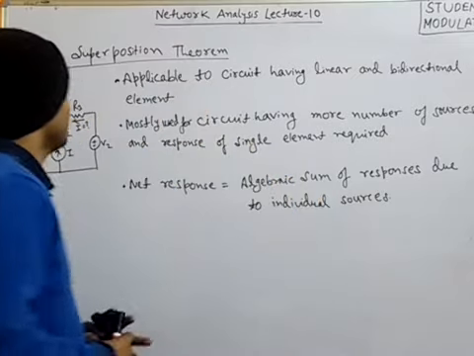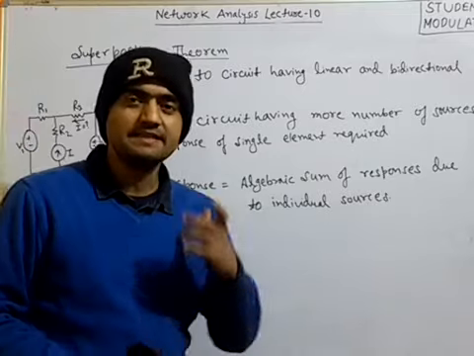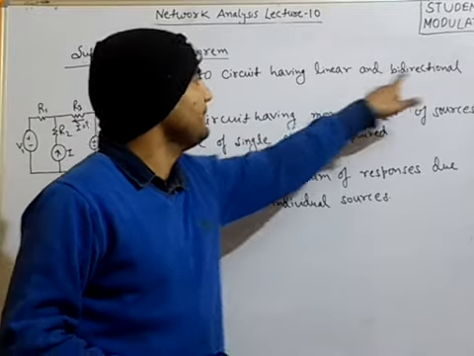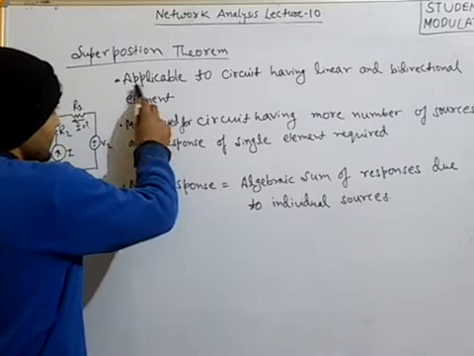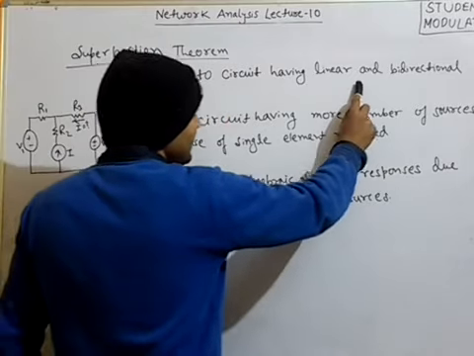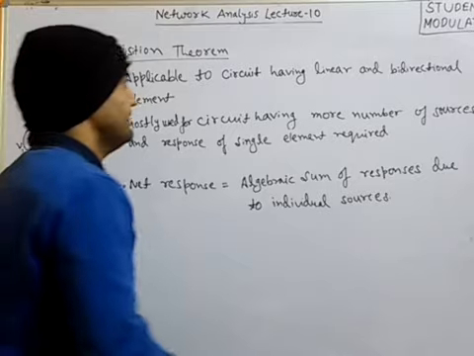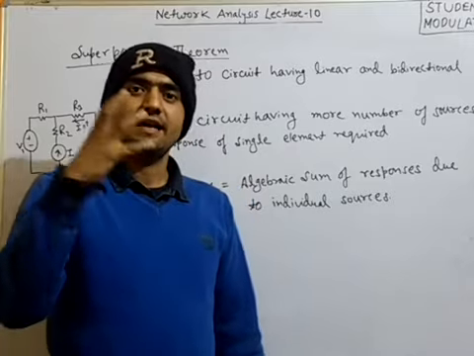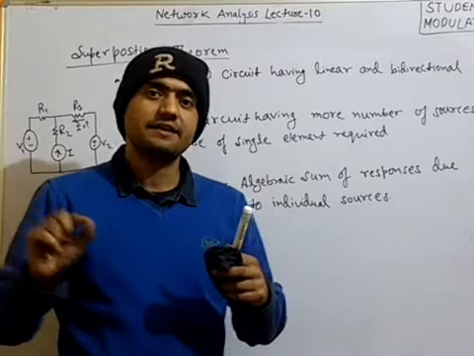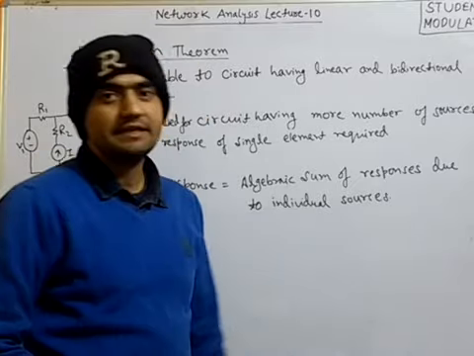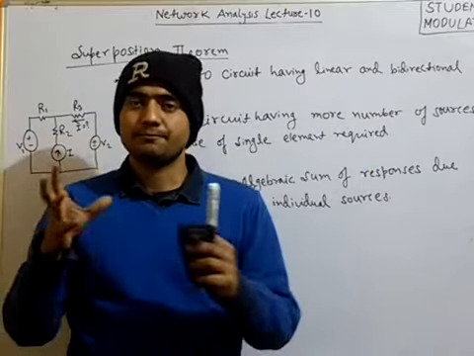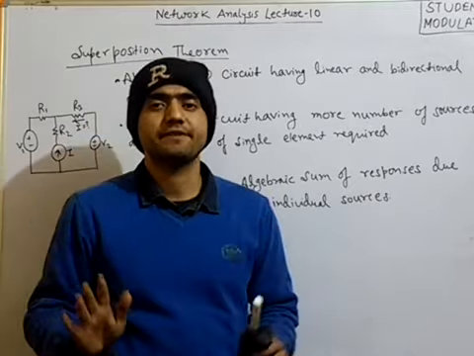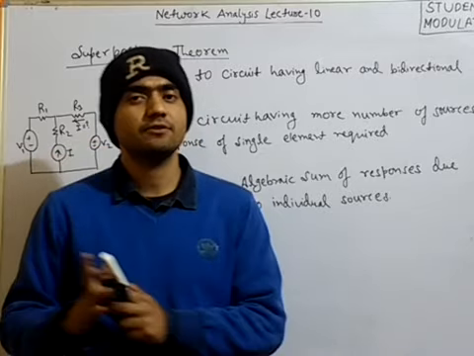The theorem is applicable to only those circuits that have linear and bidirectional elements. We are already familiar with these terms. A linear element is an element having a linear voltage-current graph, and bidirectional means the property of the element does not change with the direction of flow of current, that is, it is independent of the direction of flow of current.